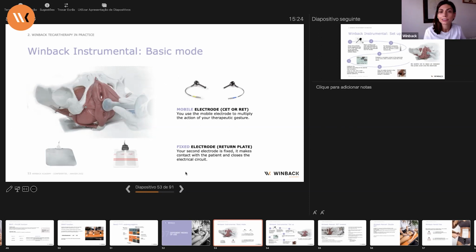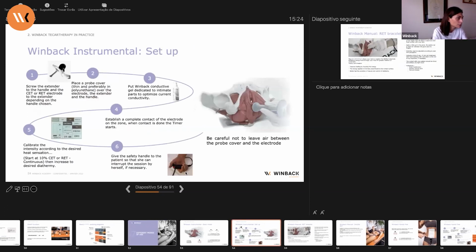Now it's pelvic. In pelvic, we can work with a mobile electrode, the set one or the red, and we always have to focus on the return plates. We have to ensure that it really makes a good contact with the patient, that it stays close to the area that you're treating, and that it closes the circuit.